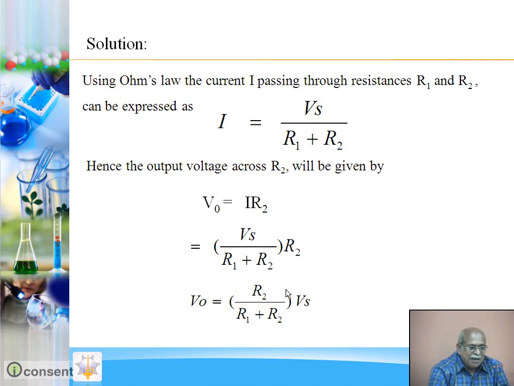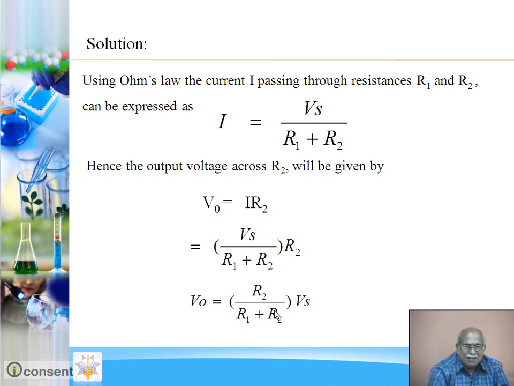By choosing convenient values of R1 and R2, we can have any desired fraction, R2 upon R1 plus R2, any desired fraction of Vs. So output voltage can be any desired fraction of Vs. If I desire, output voltage should be 1/10 of Vs, I will take R2, say 10 ohm, and R1, 90 ohm. 10 divided by 90 plus 10. So 10 upon 100, so 1/10.